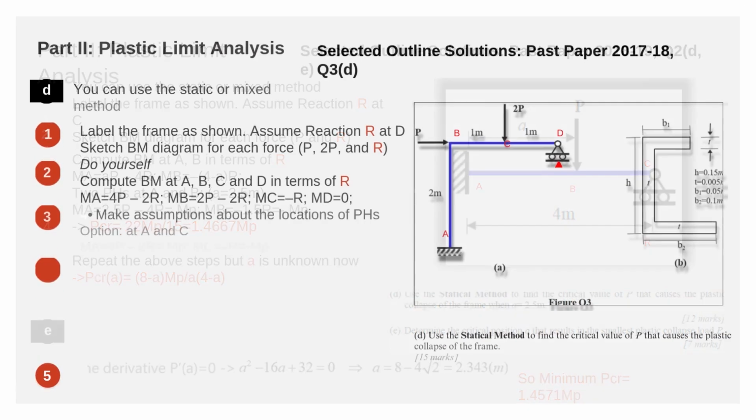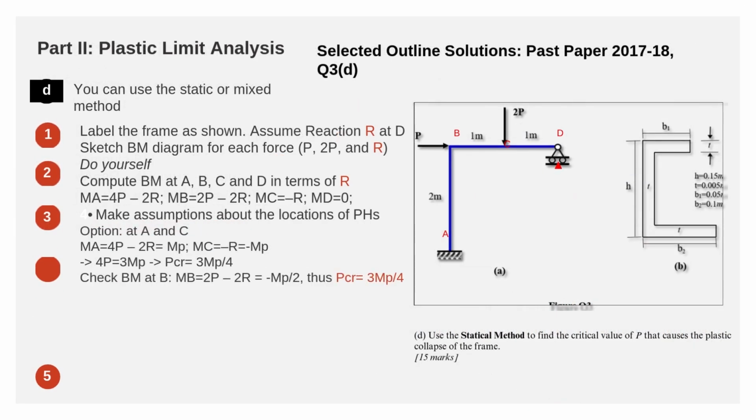Selected outline solutions, past paper 2017-18, Q3, D. You can use the static or mixed method. Label the frame as shown. Assume reaction R at D. Sketch the BM diagram for each force, P, 2P, and R. Do it yourself. Compute BM at A, B, C and D in terms of R.